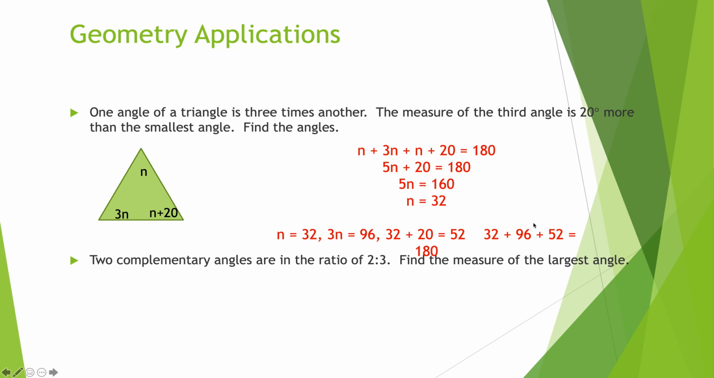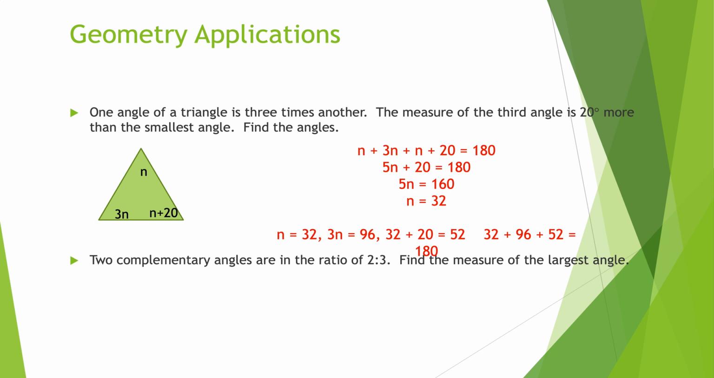Okay. So for the next question, half of it is familiar, half of it is unfamiliar. First, it says two complementary angles are in the ratio of 2 to 3. The unfamiliar part is the ratio part. The familiar part is the complementary part. I know this is going to add up to 90.